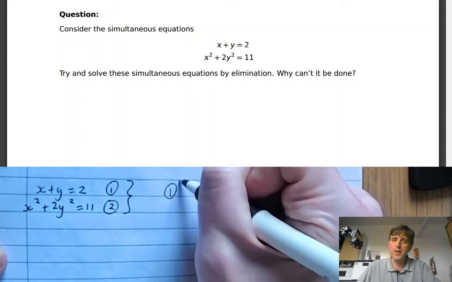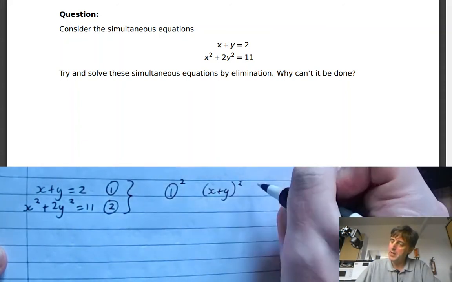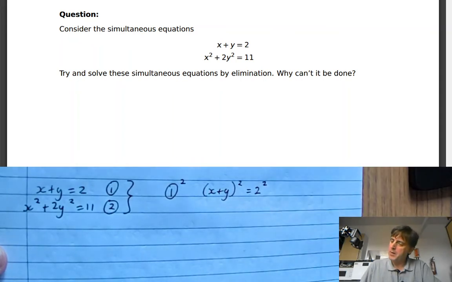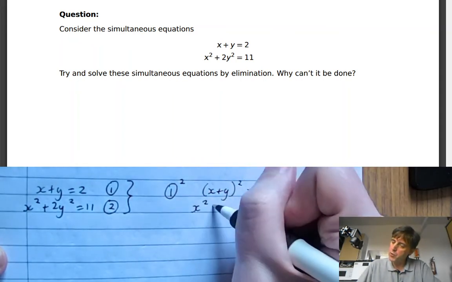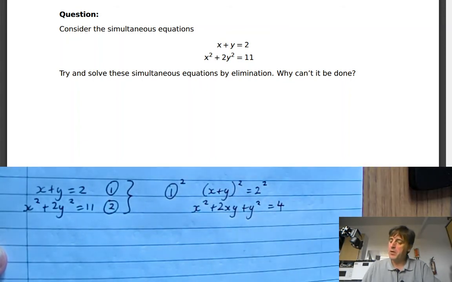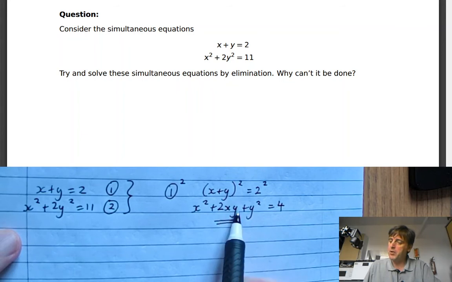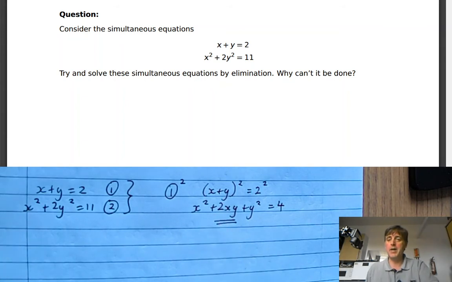So if I take equation 1 and square both sides, I'm going to end up with x plus y all squared on this side and 2 squared on the right hand side. Expanding all that out, we end up with x squared plus 2xy plus y squared equals 4. And you might think, hey, that's good because we've got an x squared term here and an x squared term here, so we could subtract this equation from this equation and eliminate our x squared terms. But hold on a second. Can you see that we've got this extra term appearing which still has an x in it? We've got this extra 2xy term, which means that actually we haven't eliminated our x after all. And that's what goes wrong.